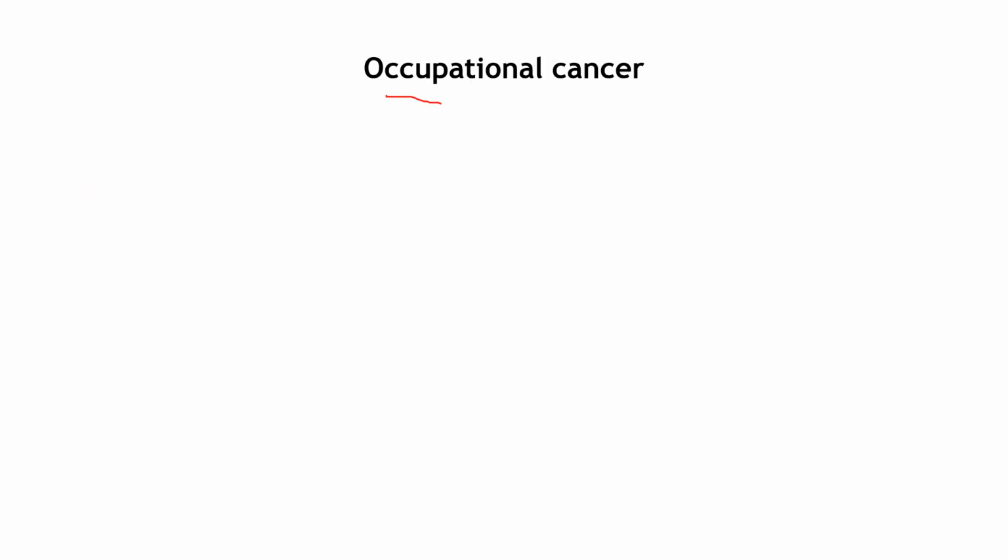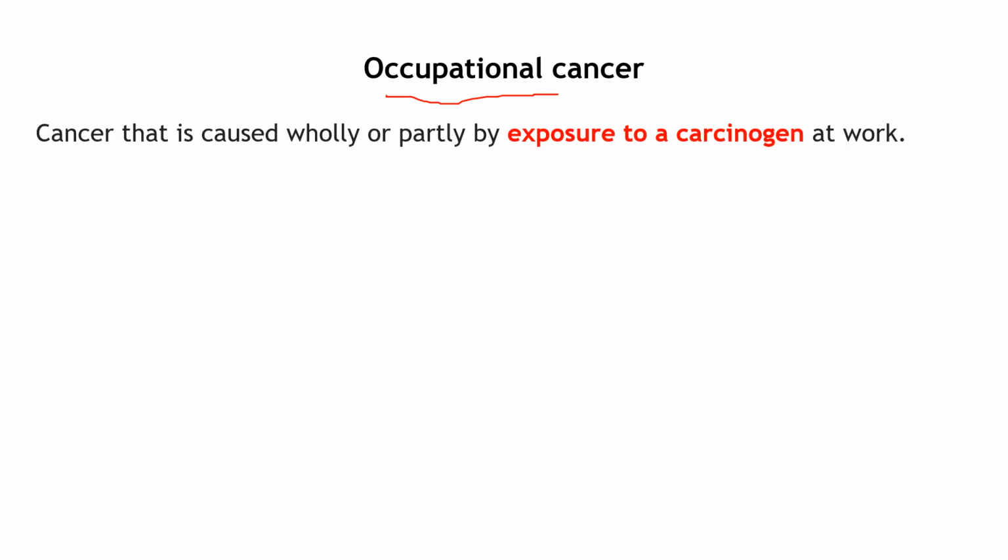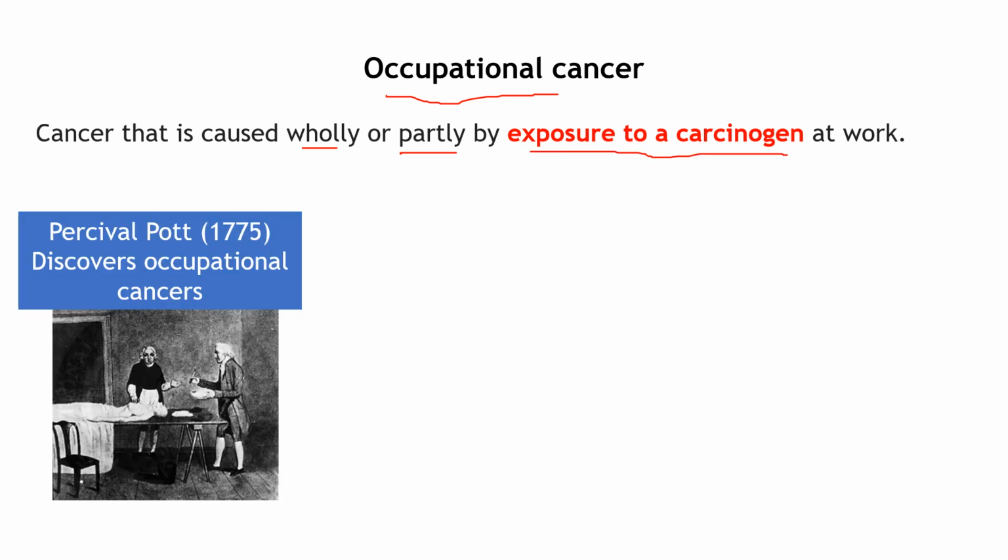So there is a term that is discussed in the video that is called occupational cancer. It's cancer that is caused completely or partially through exposure to a carcinogen at work. And this is not something that was discovered yesterday. It was first seen in 1775, when Percival Pott discovered this type of disease, which now we call occupational cancer. So, for example, chimney sweeps in England were considered one of those examples.